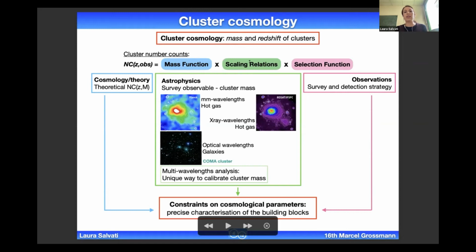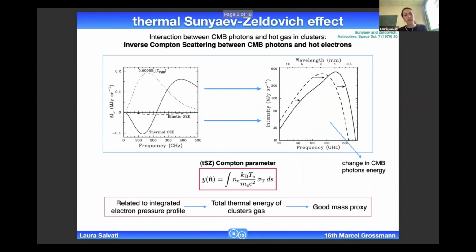And given these three components, we need to model them as best as we can in order to reduce any possible source of systematics in the cosmological analysis of galaxy clusters. So I will focus on the analysis of clusters detected by the Planck satellite, so with the SZ effect. And just to remember, this is the inverse Compton scattering between the photons of the CMB and the electrons in the hot gas of the clusters.